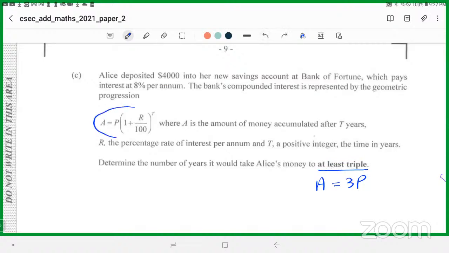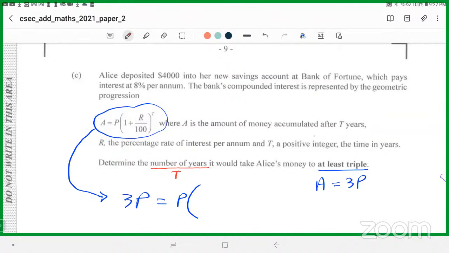So this equation becomes 3P, which is the A, 3 times the principal, equals the principal times, and you see what we're trying to find here is a t. Determine the number of years, meaning that we're trying to find a time. That is up here. So let's go back to this. It becomes equal to 1 plus 8 divided by 100, to the power t. We're solving for that t.